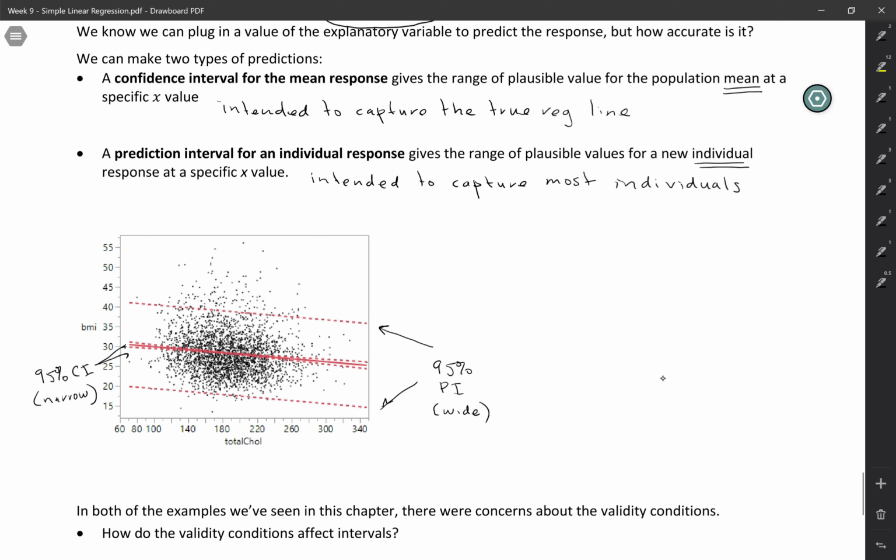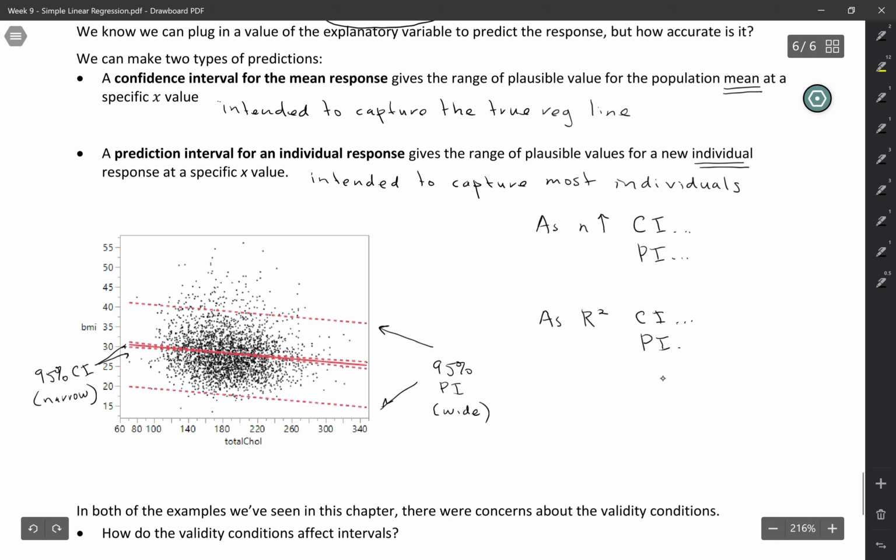One of them is the sample size. As your sample size gets bigger, what do you think happens to the confidence interval, and what do you think happens to the prediction interval? The other one is R squared. What if our R squared were to get bigger? What do you think would happen to the confidence interval, and what do you think would happen to the prediction interval? Pause the video here and think about how those factors would affect the width of the intervals.